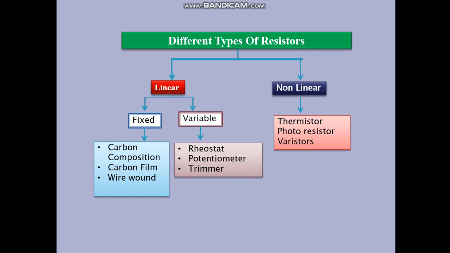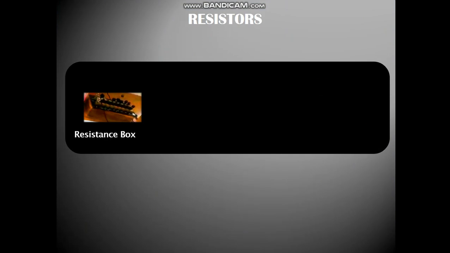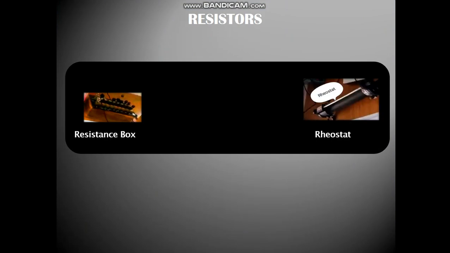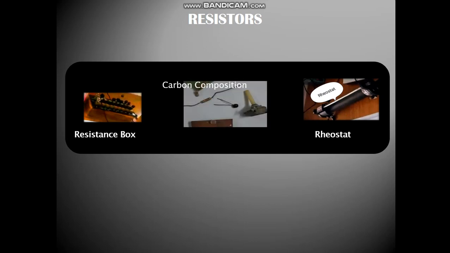Now let us take the carbon composition resistors and the different types of resistances which we see in our labs. We have the resistance box, the rheostat, which is very common, and the carbon composition, which is found almost in all circuits, and the potentiometer, which we see in fans, and the thermistors, and the photoresistors. This is what we had seen last time.